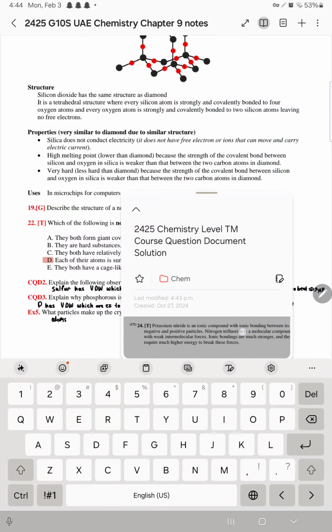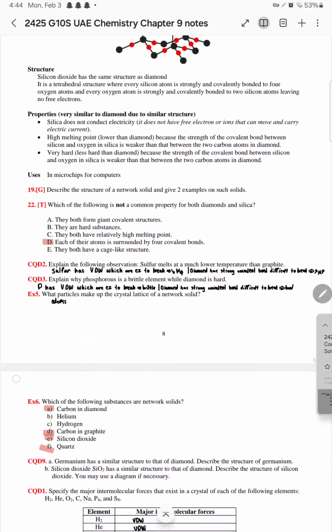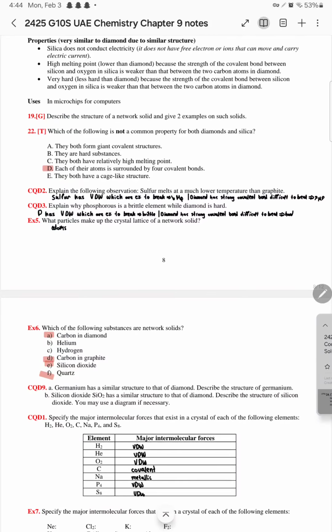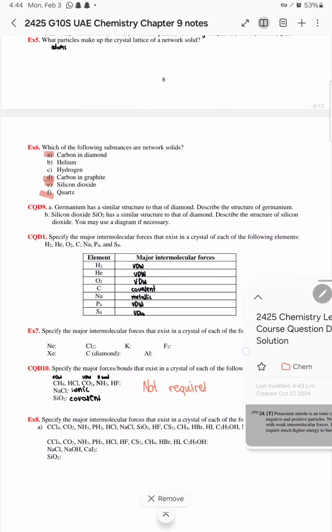So yeah, sorry. And now CQD2, it's asking us why sulfur melts at a lower temperature than graphite, because it is held by VDW, which is easy to break, making it have a low melting and boiling point, whereas diamond has strong covalent bonds. The covalent bonds are the strongest. Since they're strong covalent bonds, they have a high melting point. And the same thing, because they're held by VDW, which is easy to break, whereas covalent bonds aren't so easy to break. For CQD3. Now CQD9, this is genuinely a really long question.